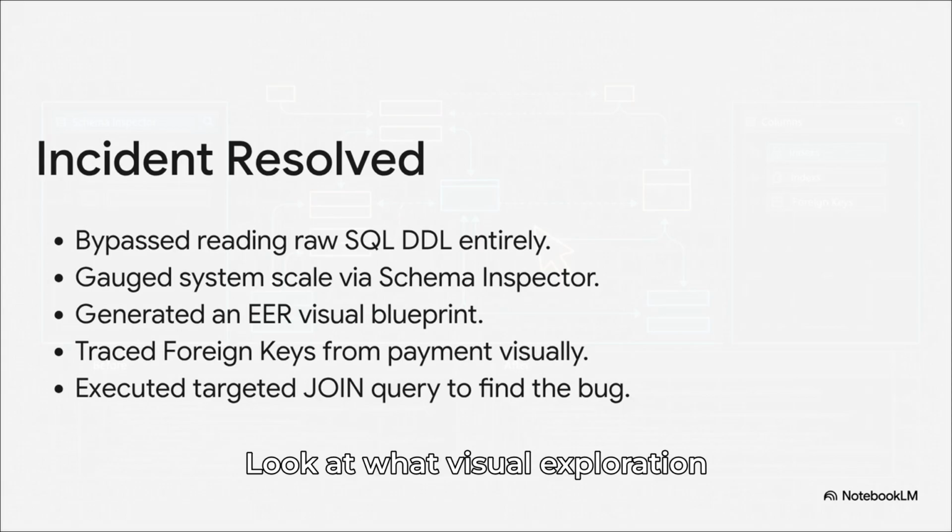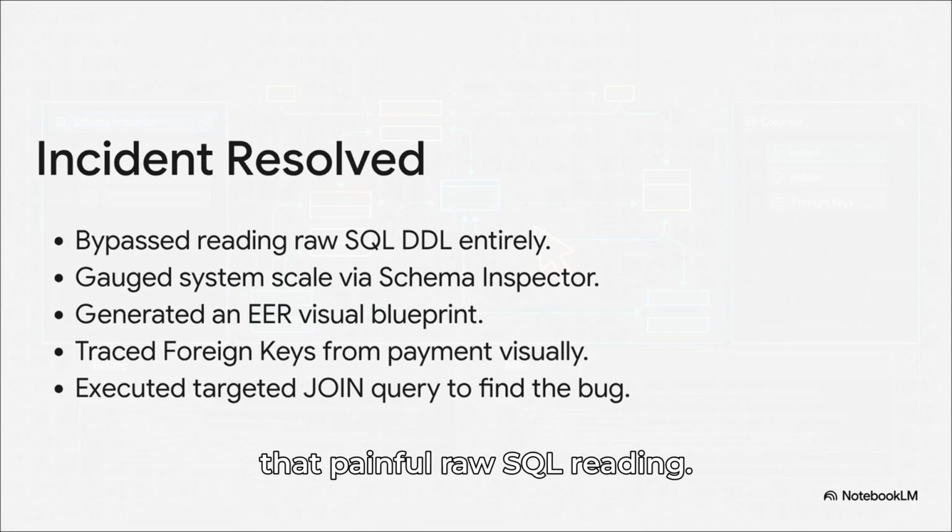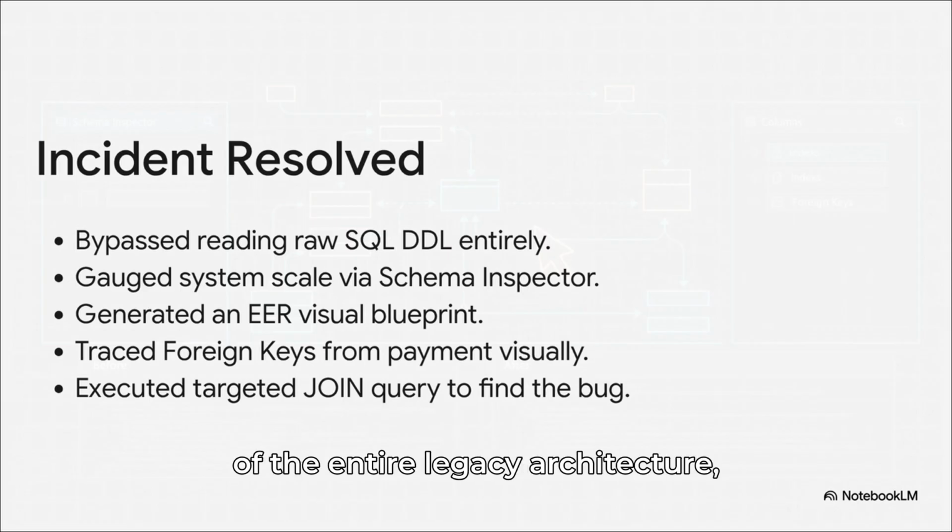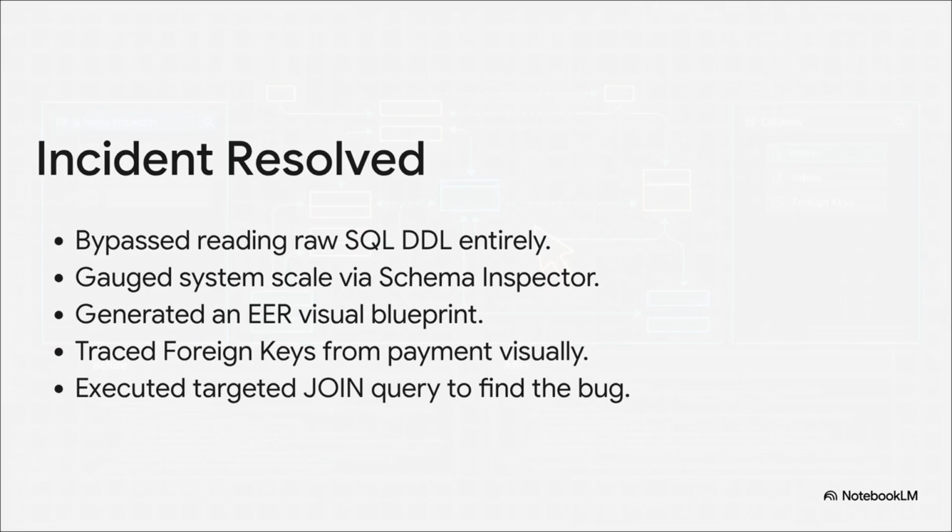Look at what visual exploration achieved for us here. We completely bypassed that painful raw SQL reading. We instantly gauged the system's massive scale, generated a beautiful visual blueprint of the entire legacy architecture, and traced the foreign keys to execute a highly targeted join query. It's fast, it's incredibly efficient, and it literally gives structure to chaos.